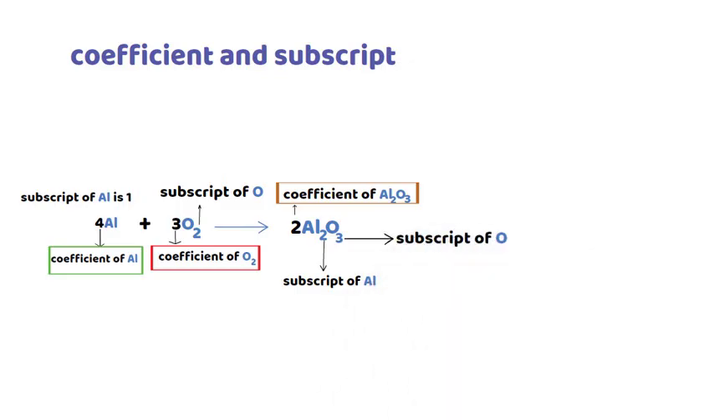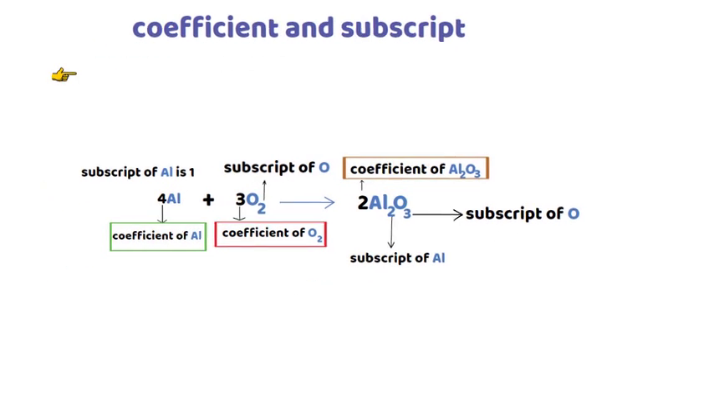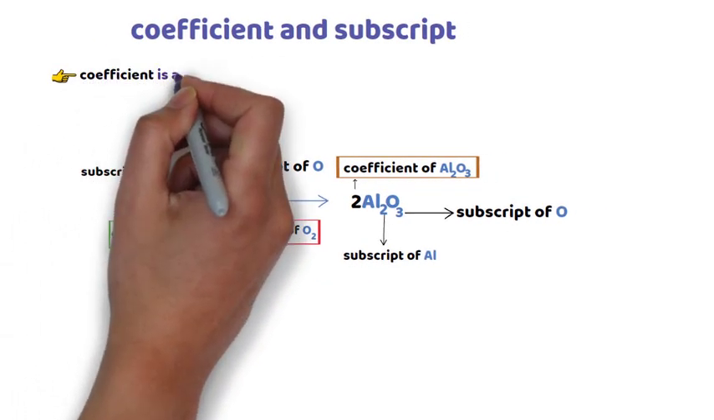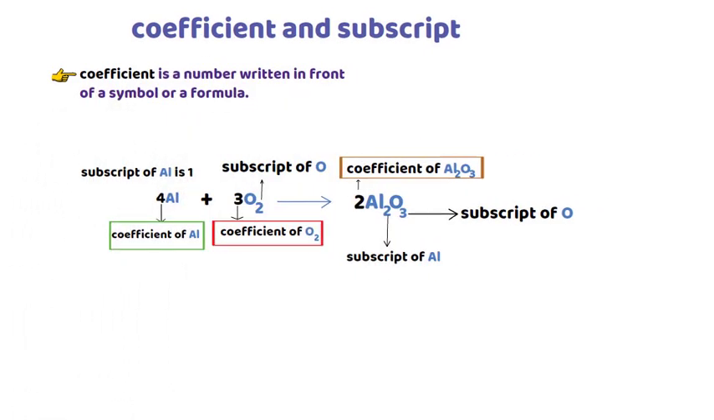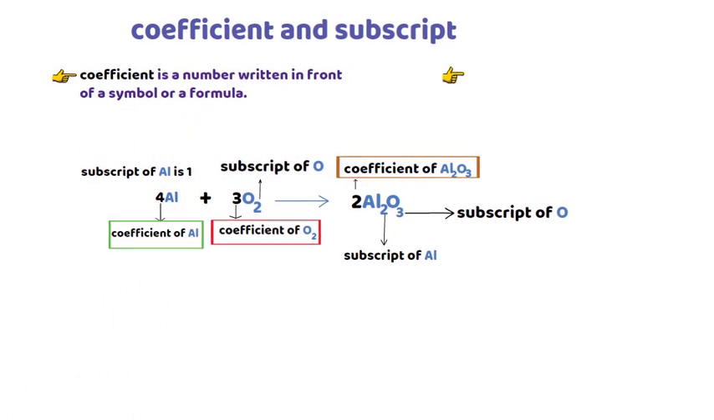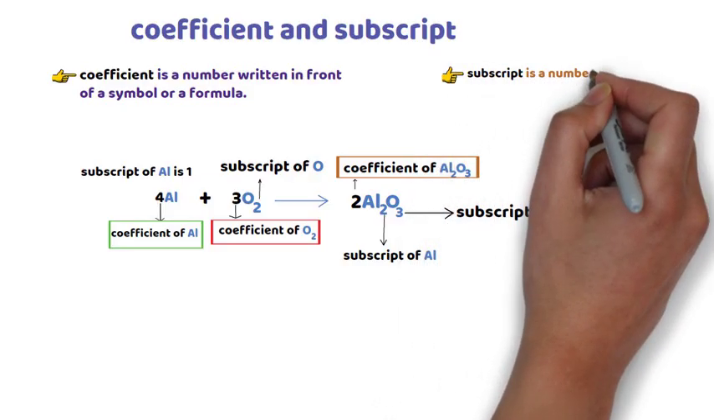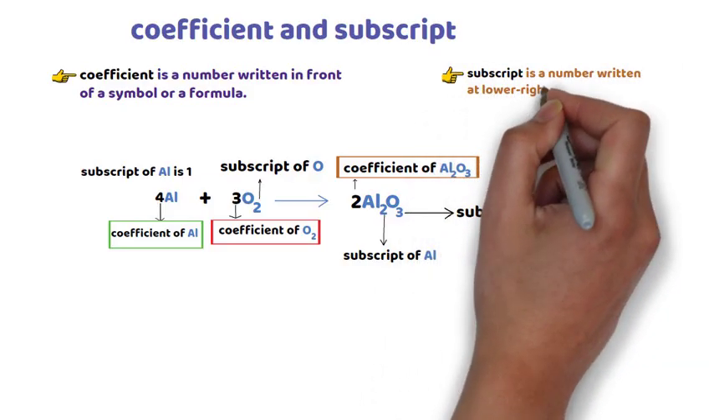Now let us define coefficient and subscript. First, coefficient. Coefficient is a number written in front of a symbol or a formula, but subscript is a number written at lower right of a symbol.